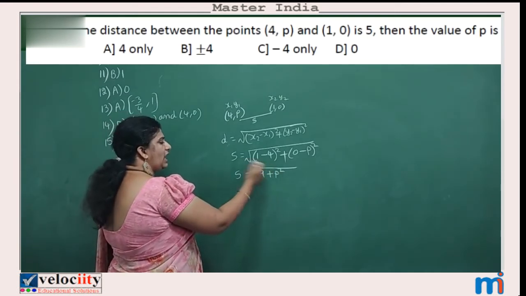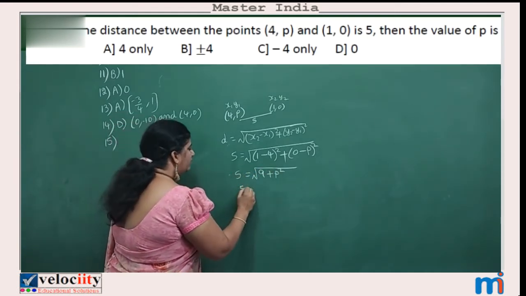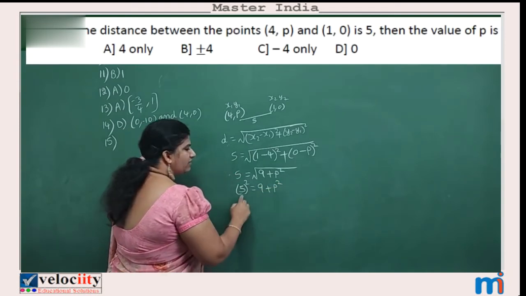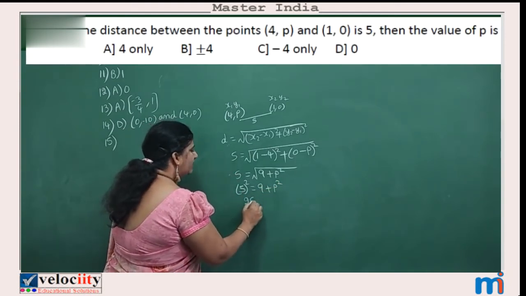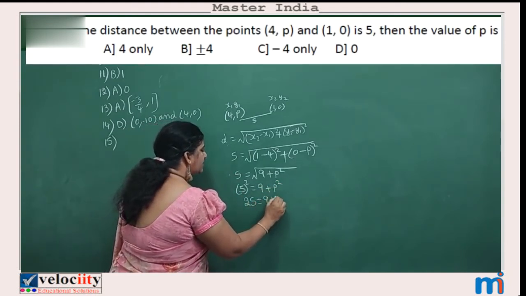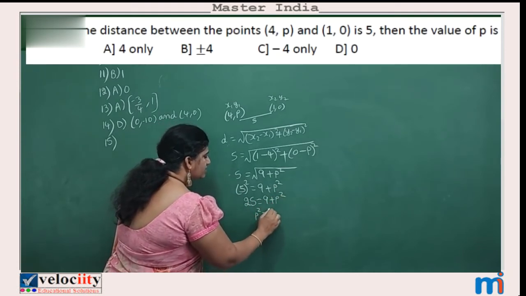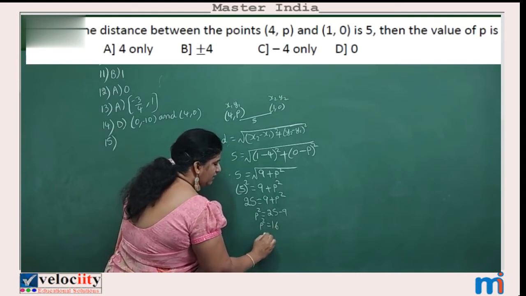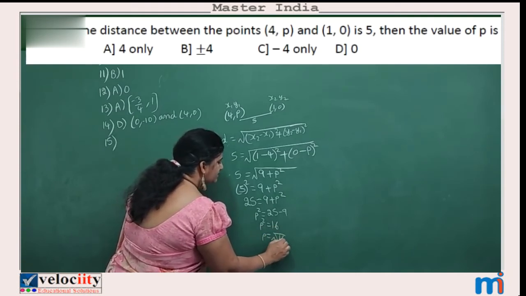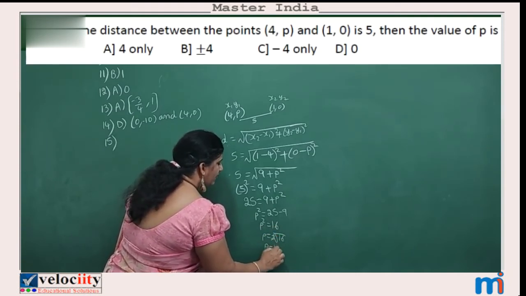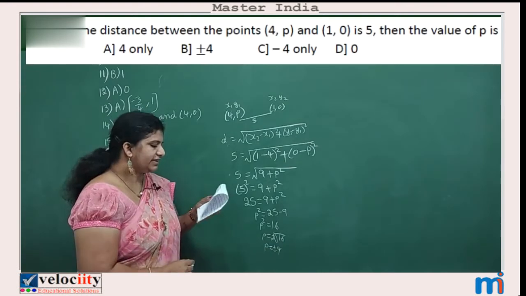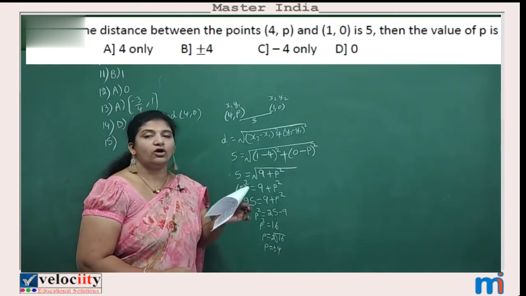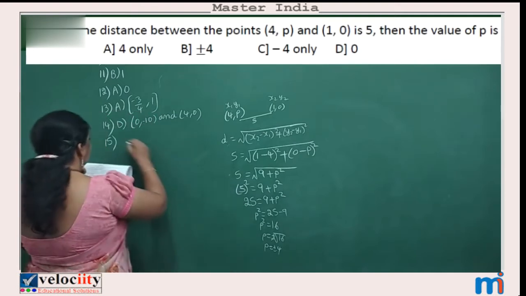Remove the square root. Apply the square on the other side. 5 whole square is equal to 9 plus p square. 5 5s are 25, which is equal to 9 plus p square. P square is equal to 25 minus 9, that will be 16. P is equal to square root of 16. P is equal to plus or minus 4. Check the option here. Where you have plus or minus 4, you have option B, plus or minus 4.